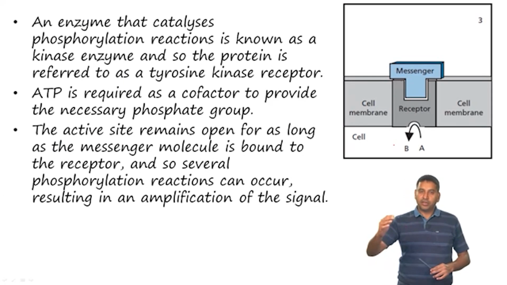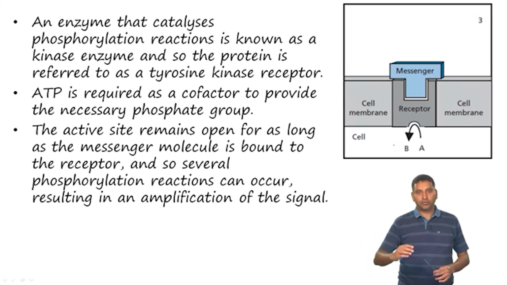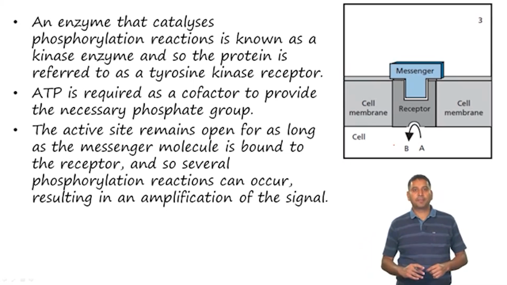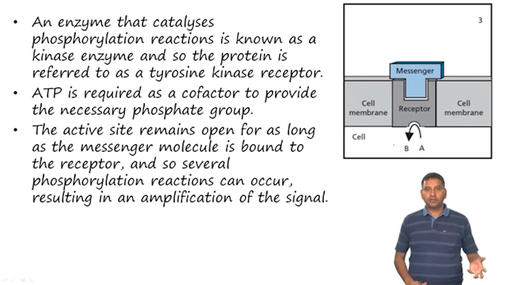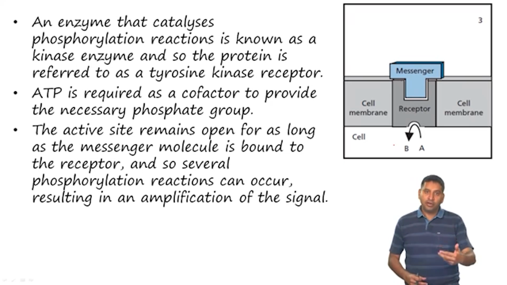We looked at earlier the various classes of enzymes that carry out various functions, and the enzyme that catalyzes the phosphorylation reaction is known as a kinase. So, therefore, this protein is referred to as a tyrosine kinase receptor. Here, ATP is required as a cofactor to provide the necessary phosphate group, and the active site remains open as long as the messenger molecule is bound to the receptor. So, therefore, several phosphorylation reactions can occur, resulting in amplification of the signal.